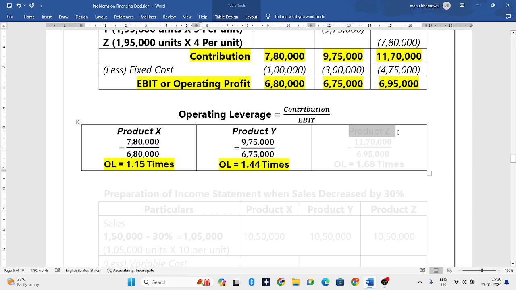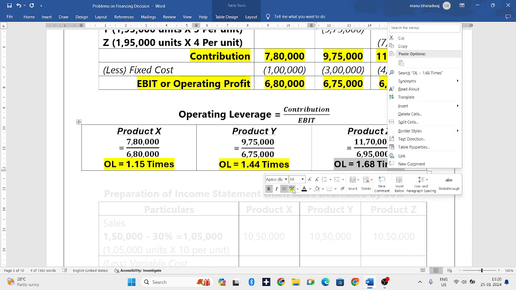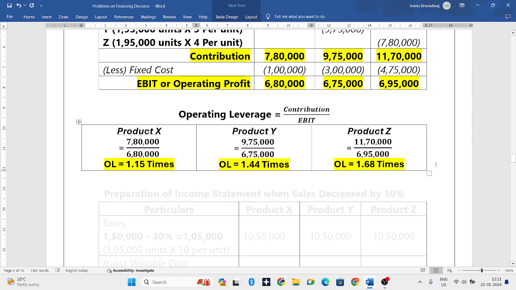Next will be product Z. Product Z contribution is 11,70,000, EBIT is 6,95,000. Divide them and the operating leverage is 1.68 times. That is our operating leverage. This is when the sales are increased by 30%.